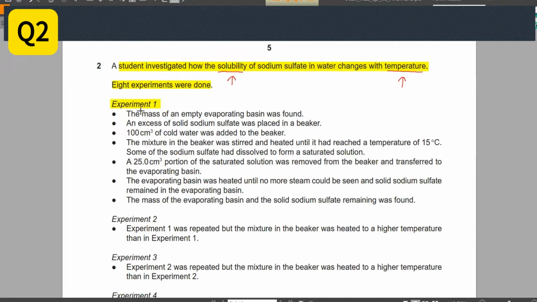So we will take a look at the details. Firstly, the mass of the empty evaporating basin was found. So we will take the evaporating dish and weigh it. And then excess sodium sulfate is placed in the beaker. So we have sodium sulfate placed in the beaker.